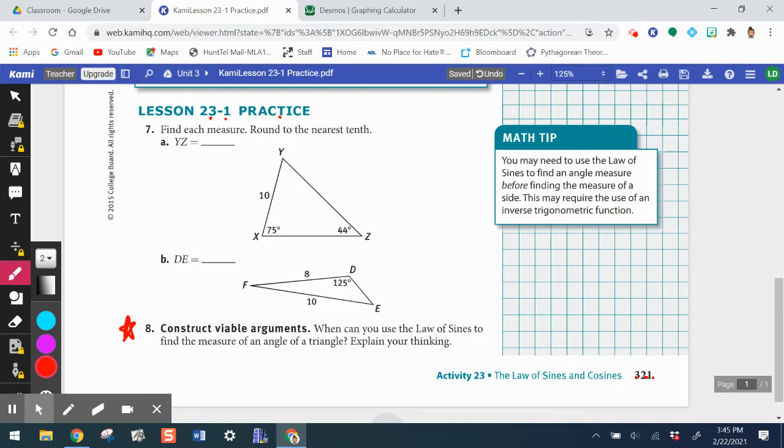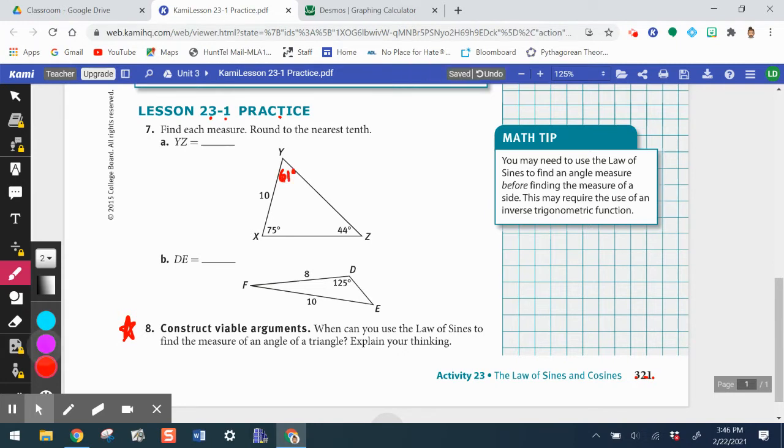Item 7 says find each measure and round to the nearest tenth. I love that they actually give us that direction here. Sometimes we have to guess what they want us to round to, but they have established that we are going to round to the nearest tenth. So before I do any real proportions using the law of sines, let's find the missing measure of angle y simply by taking 180 degrees and subtracting 75 and subtracting 44 to find the measure of angle y, which is 61 degrees.